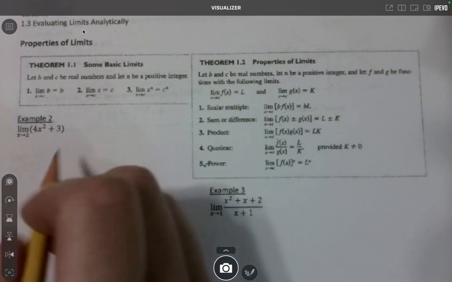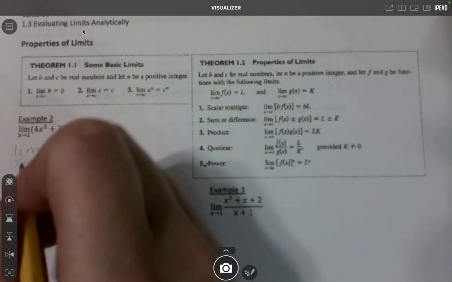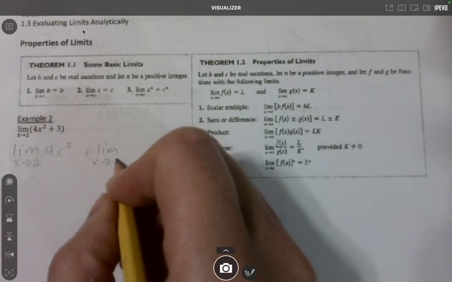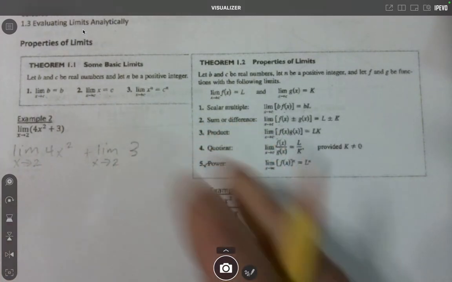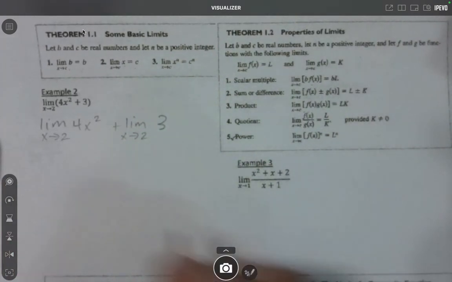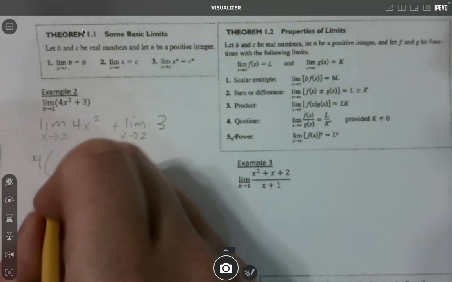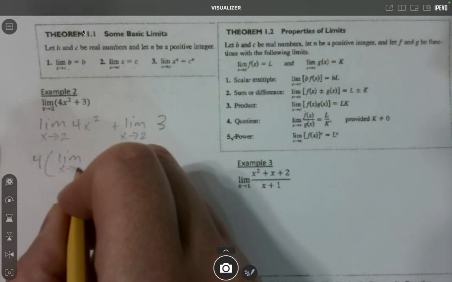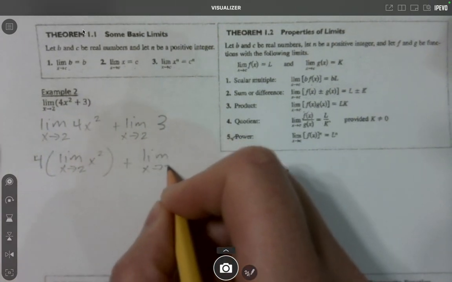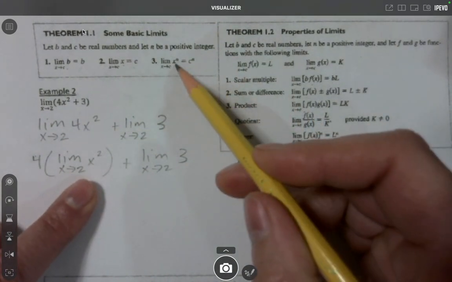What these properties will allow us to do is say, oh, it's being added, so I need to break this apart, make it the limit as x approaches 2 of 4x squared plus the limit as x approaches 2 of 3. And then my first one, it's 4 times x squared, that's that scalar multiple. So I'd say 4 times the limit as x approaches 2 of x squared plus the limit as x approaches 2 of 3.